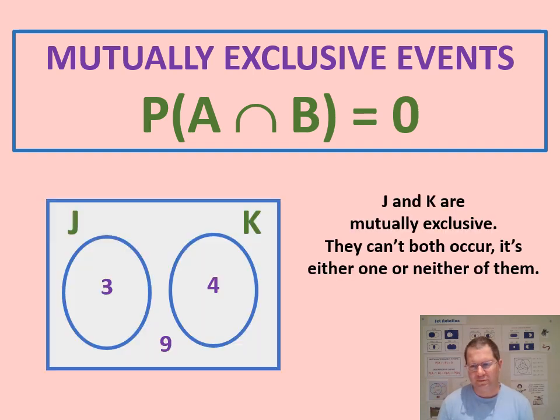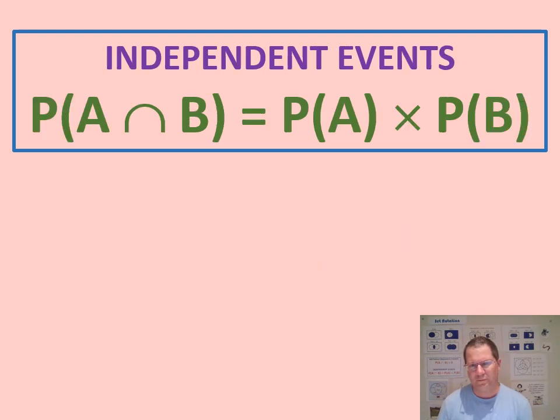So as a Venn diagram, we can't use our A, B or GH examples because they all had overlaps. So I've gone for a J and K example. We've got 3 in J, 4 in K, 9 outside, but the important thing is that the circles do not overlap. And that means that J and K are mutually exclusive. They can't both occur. One of them could occur, or it could be that neither of them occur if it's that 9. But they both can't occur simultaneously.